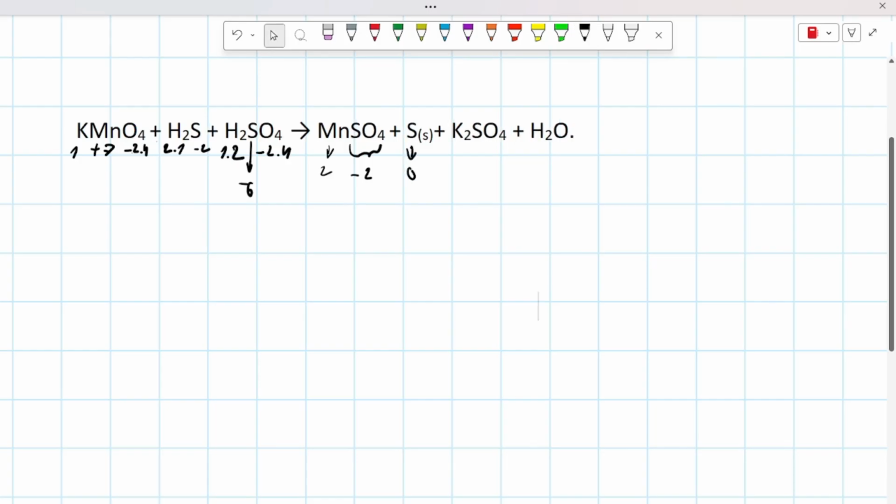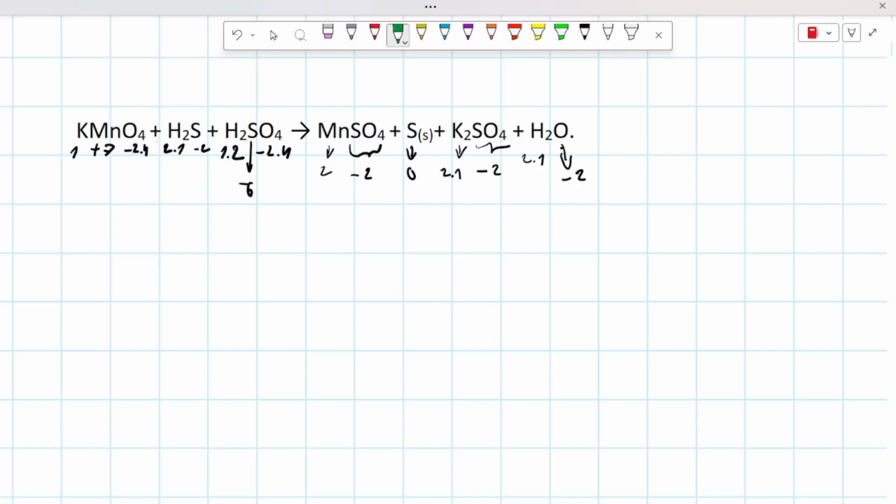Now, for the potassium sulfate, I just realized that I wrote the molecule wrong. It's K2SO4. The SO4 we just saw right before that it's equal to -2, so the K is equal to 2 times 1 because we have 2 potassium atoms. And for H2O, so water, we know that we have 2 times 1 for 2 hydrogen, 1 time -2 for oxygen.